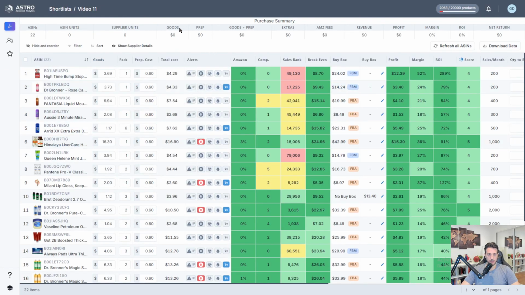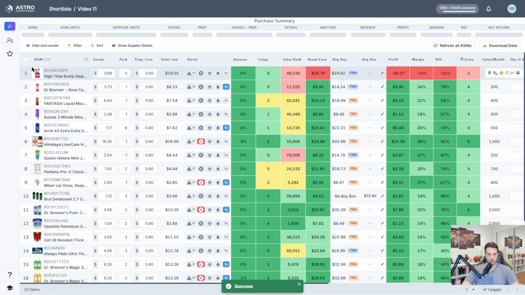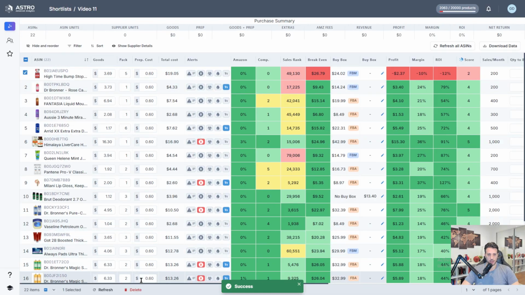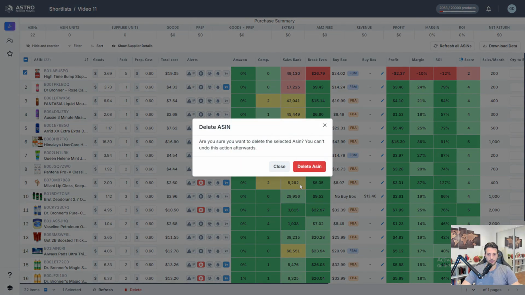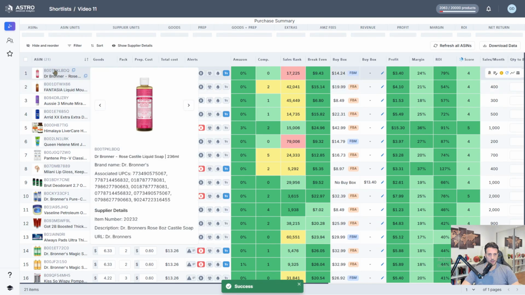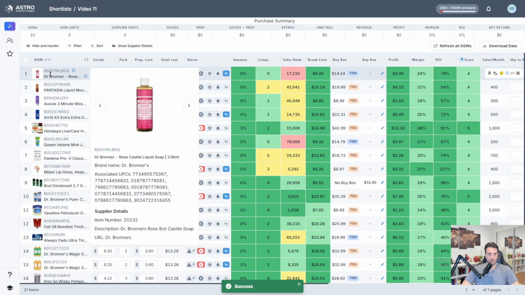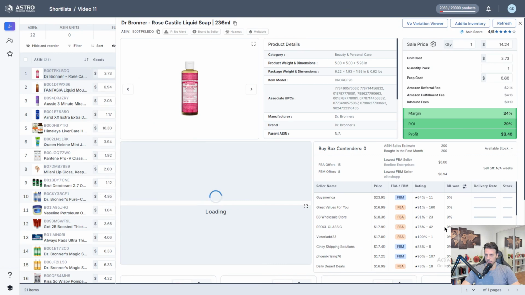All right, so we have this one here. The recommendation, it's a pack of 5. Actually, this one's not profitable, so we might remove this from our shortlist. Yep, let's remove that. I missed that earlier. Okay, so Dr. Bronner's, let's see this product nice and in-depth now.